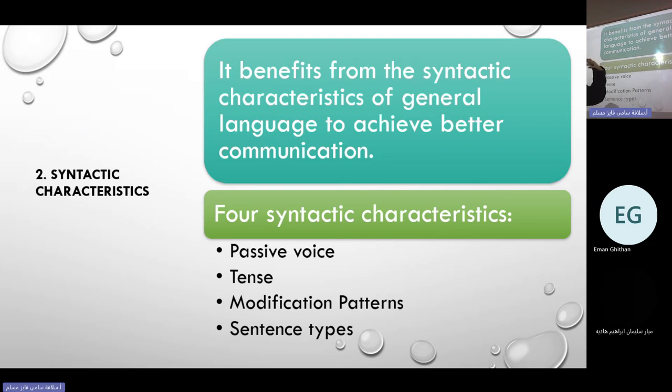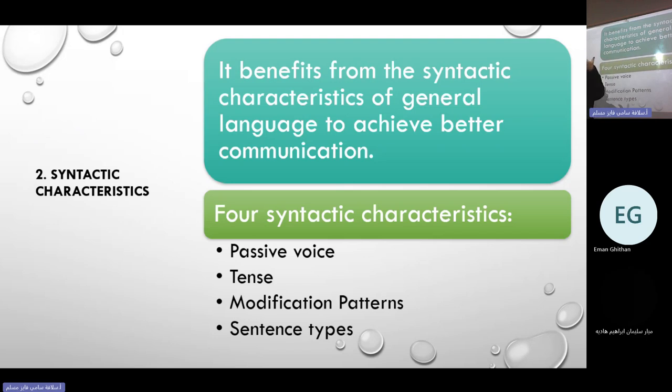No, because the English language also takes from other languages. There are some pure words in the language, but there are many words that are borrowed, or loan words. Now, it benefits from the syntactic characteristics of general language to achieve better communication.